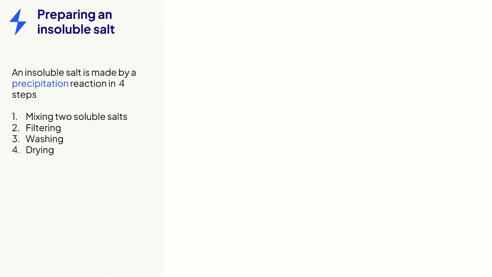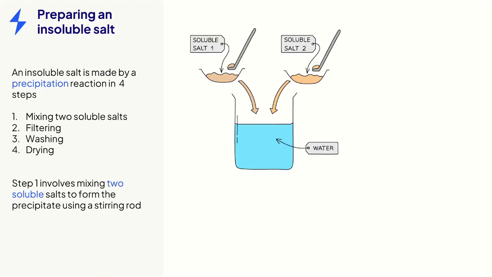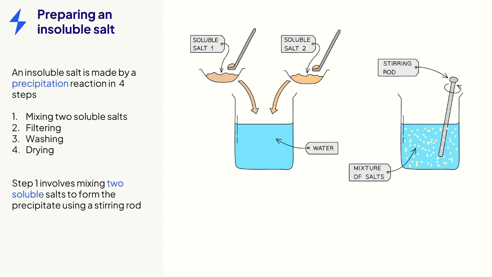The first step involves mixing the two soluble salts together. A stirring rod should be used to ensure the soluble salts are thoroughly mixed. The resulting mixture will contain the insoluble salt and any unreacted soluble salts.